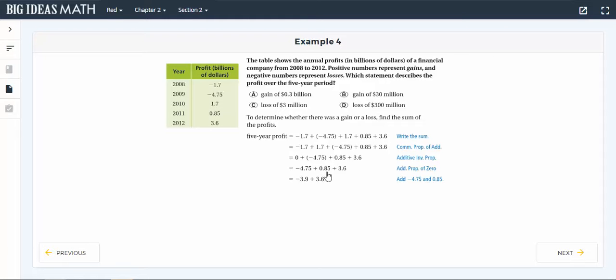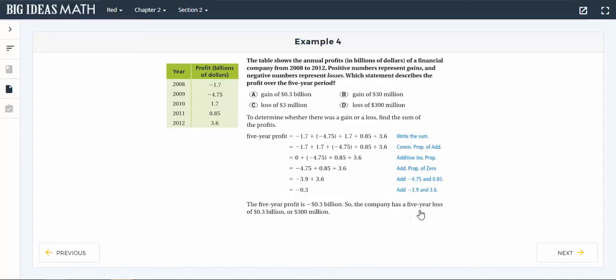And then I would get... Oh, I think they did these two first. I would have done these two first and then subtracted. It doesn't matter what you do, but it looks like they did these two first, so they did a subtraction problem and got this, and then they added the 3.6. Either way you do it, you should get the same answer of -3/10. So the 5-year profit is -0.3 billion.